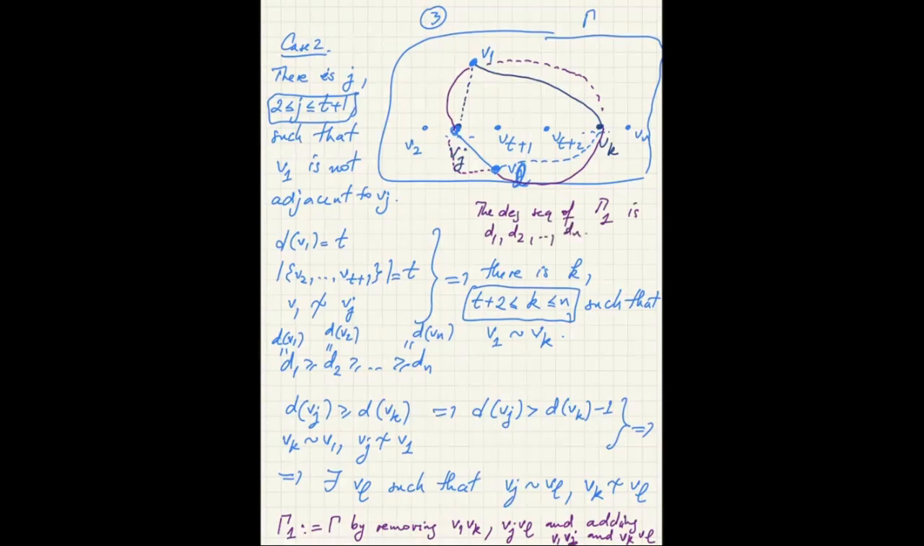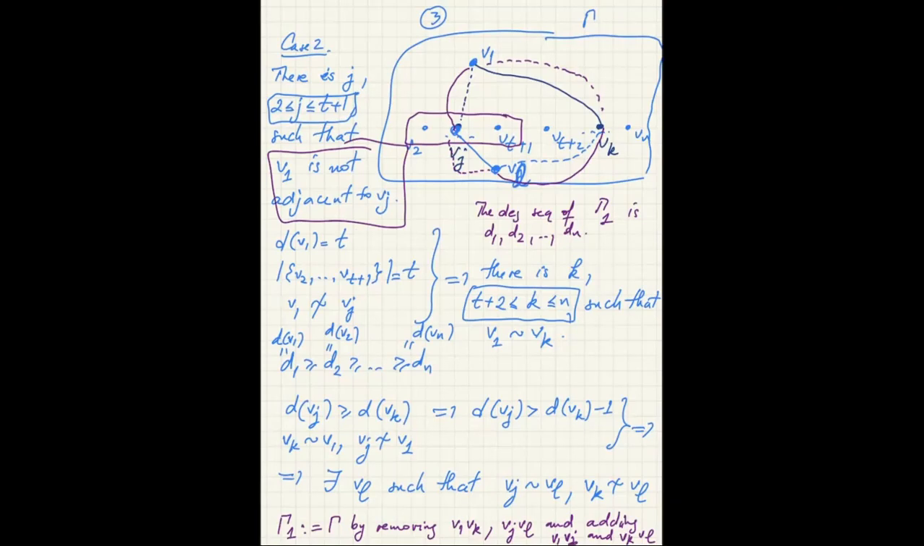Okay, but what's the difference between gamma 1 and gamma? Gamma 1 now is adjacent to more vertices from these first t vertices, v2 all the way up to vt plus 1, than gamma was. So you see, in gamma, v1 is not adjacent to vj, but now we did this dance with these two edges which we switched, and we ended up with a graph gamma 1 which has the same degree sequence, and v1 is adjacent to vj. And now we can repeat this procedure.